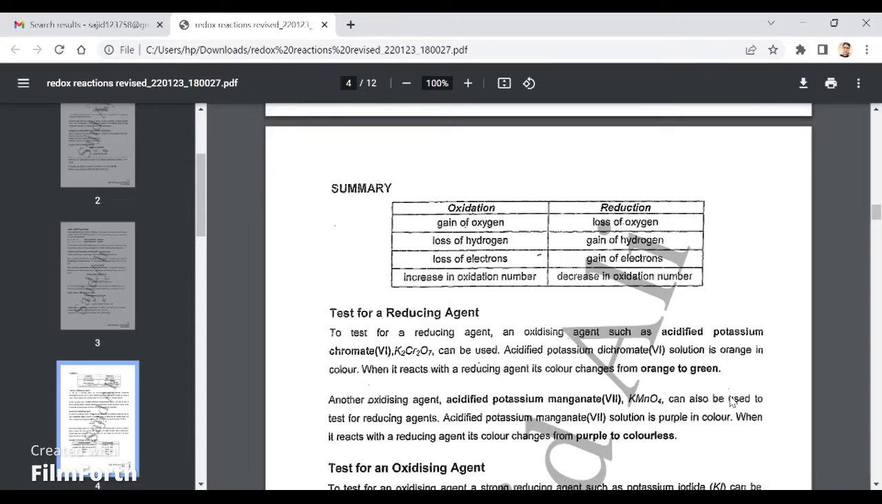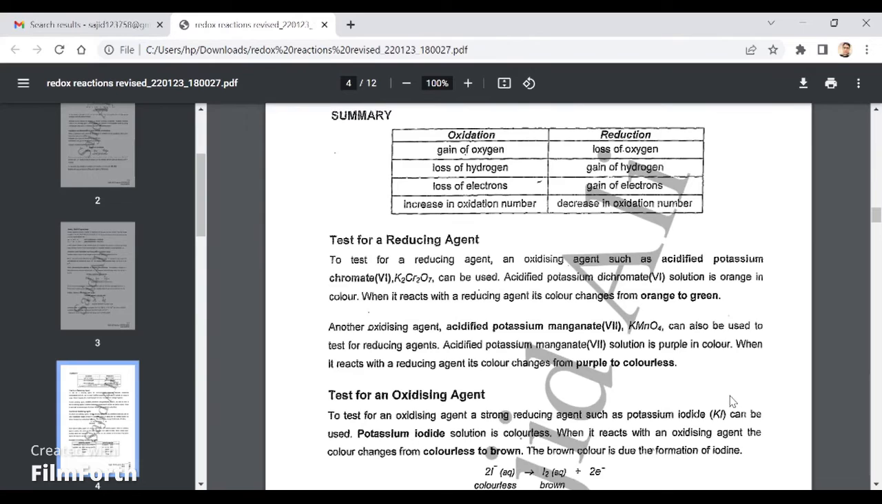Next. What is reduction? Reduction is basically the gain of electrons, the loss of oxygen, the gain of hydrogen, and also a decrease in oxidation number. Oxidation number is also known as oxidation state. Okay. Is it clear? Clear.